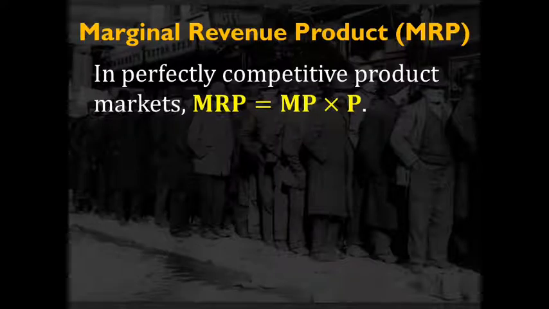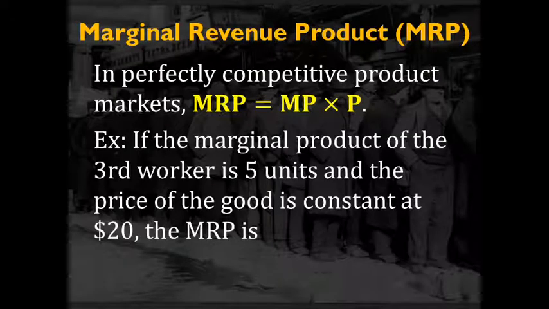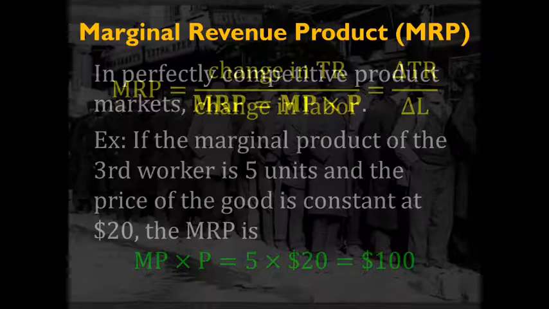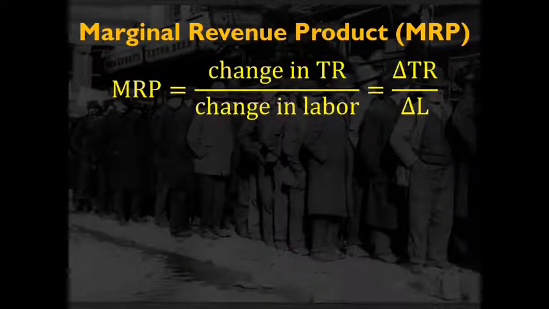Now, in perfectly competitive markets, MRP is equal to MP times P. In other words, MRP is equal to the marginal product times the price of the product. So remember, in a perfectly competitive product market, you can sell as many units as you want for the same price. For example, if the marginal product of the third worker is 5 units and the price of the good is constant at $20, the MRP is 5 times 20, or $100. In other words, that worker can produce 5 more units and sell them for $20 each. He generates another $100 for his company. Additional revenue for that worker is $100. So here's the definition for MRP: it's the change in total revenue divided by the change in labor.